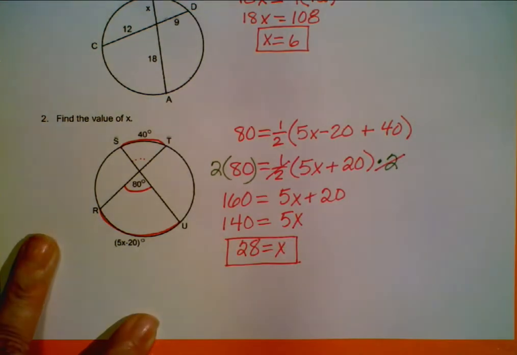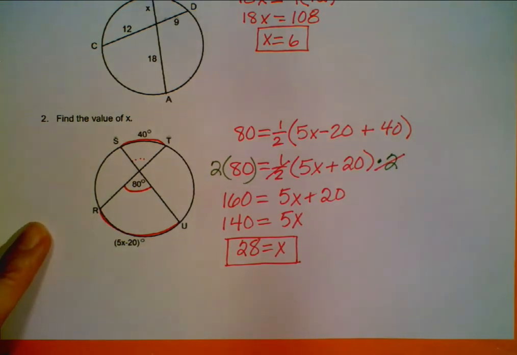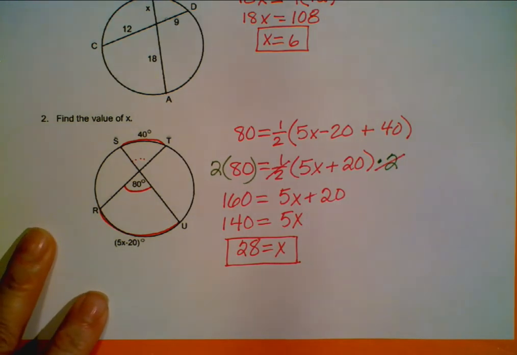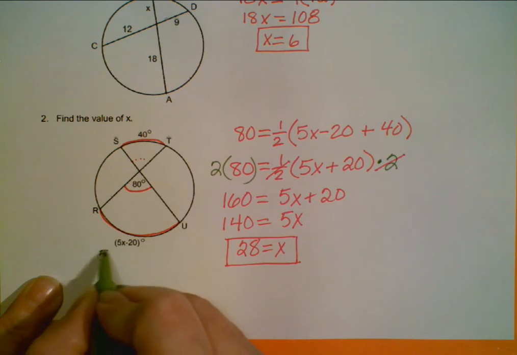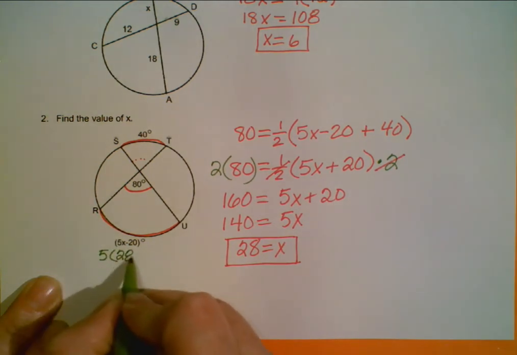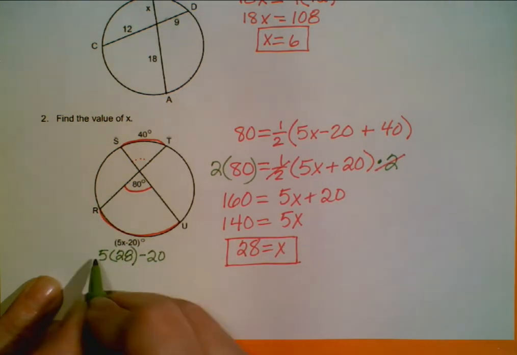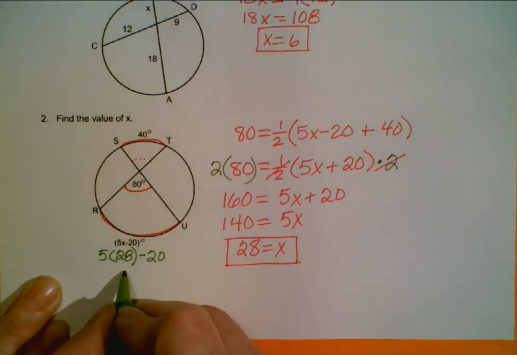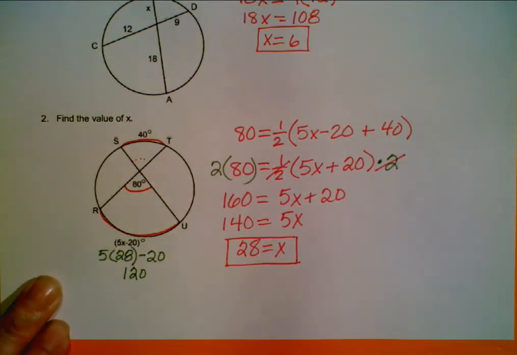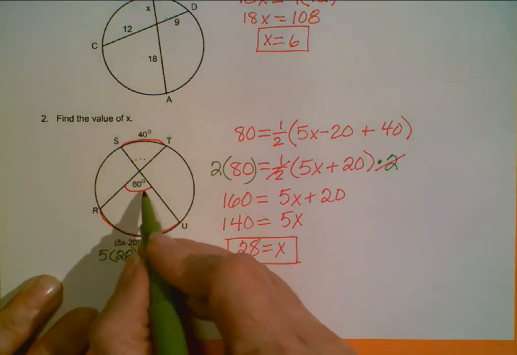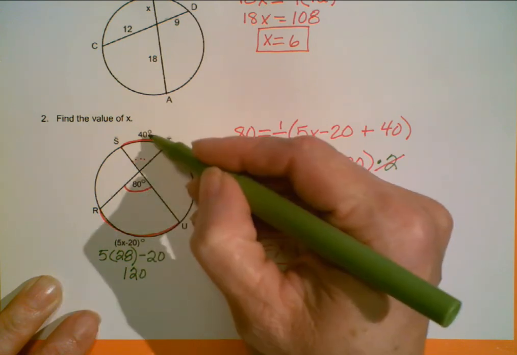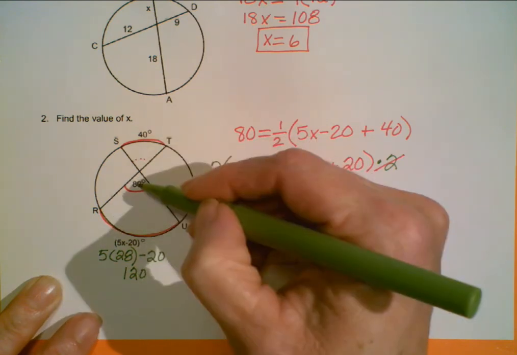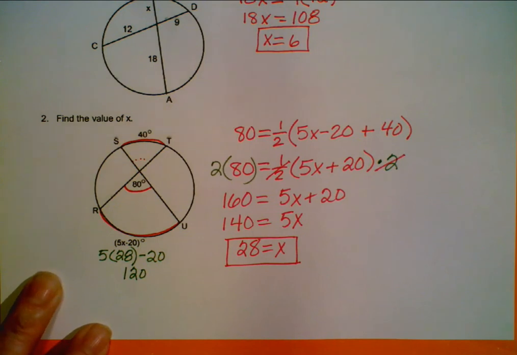And we can go back and substitute this to double check our work, and that's always a good idea, as we all know. So if we substitute this value of x in the 5x minus 20, then I get 5 times 28 minus 20. So 5 times 28 is 140 minus 20 would be 120 in that case. So is 80 half of the sum of these two arcs? Well, if I add these two together, 40 and 120 make 160. Half of that is 80, which tells me my answer is correct.